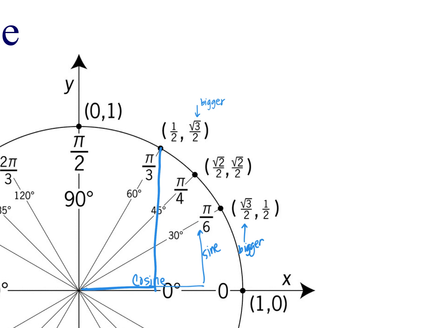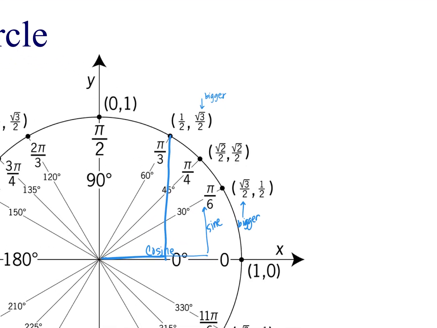How do you remember that cosine's the x and sine's the y? Does anybody have a trick? The C comes first. C comes before S in the alphabet? Like alphabetically, cosine has to come first, okay? So that works, I don't know.